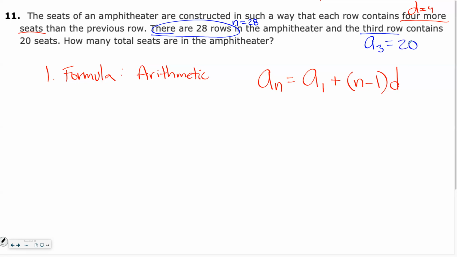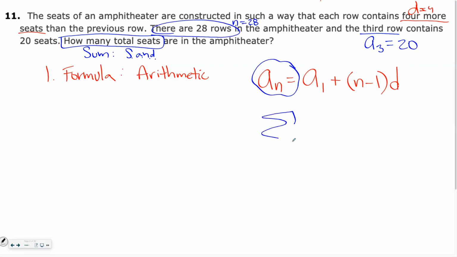It says how many total seats. What do we need to solve? What do we need to do to solve this one? The sum. Okay, to use this to find a sum, I've given you an acronym. It tells you all the pieces you need so you can find the sum. What's that acronym we've used? SAN. So the S means change your formula to a sigma. What changes in the formula to a sigma? And the equals, because the equal is going to move to the bottom of the sigma.